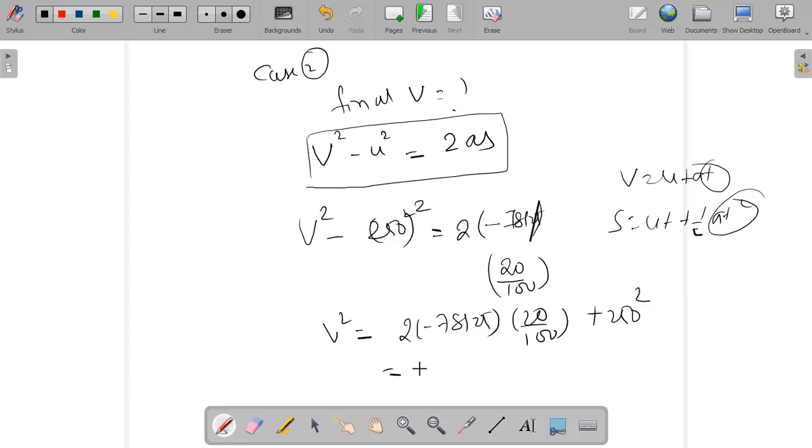So what will be the answer? Again, you tell me. Just take the calculator, substitute, and get the value. What will be the answer?